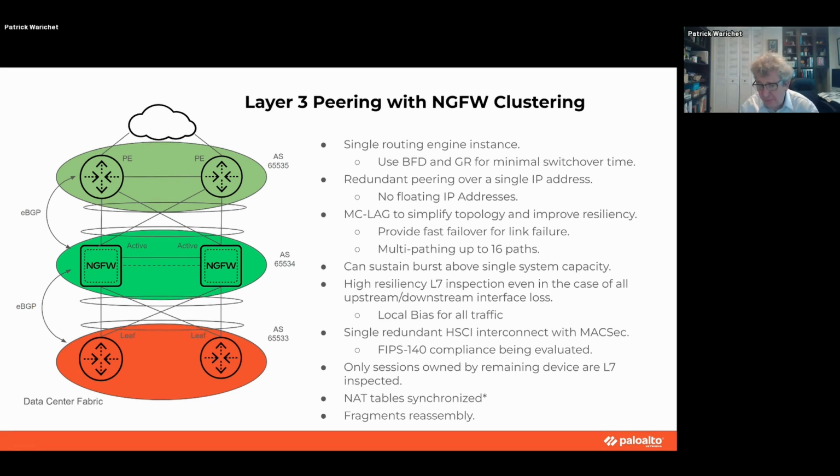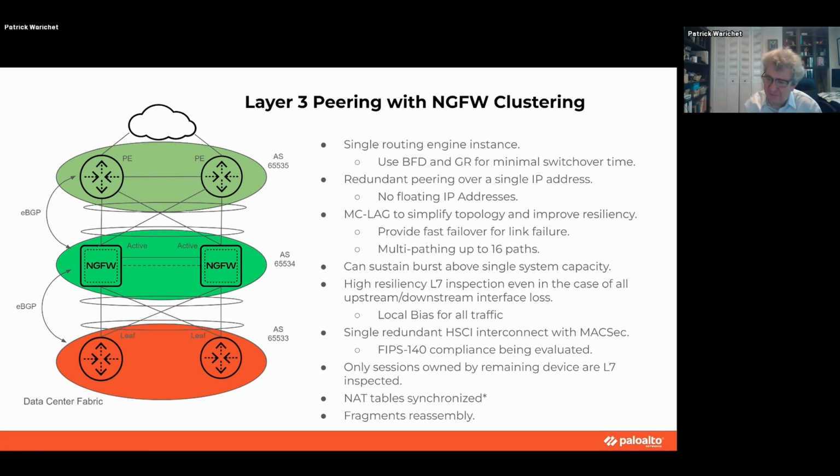The redundant peering is over a single IP address, no more floating IP, so your IPsec tunnel can be terminated on a loopback. In this case, you consume way fewer IP addresses, right? MCLAG provides an extra layer of resiliency while increasing your capacity up to 16 paths, and a fast failover in the case of link failure, right? And if you do, like illustrated here, a full cross connect, you guarantee a double failure before having an impact on your network.